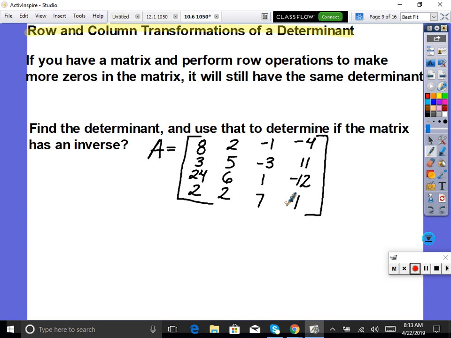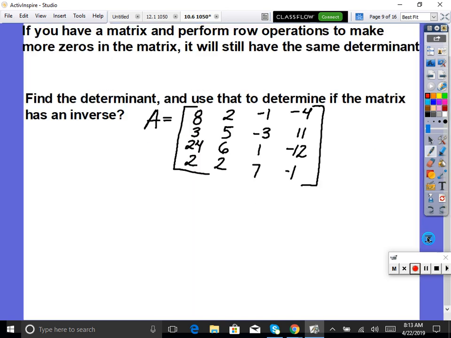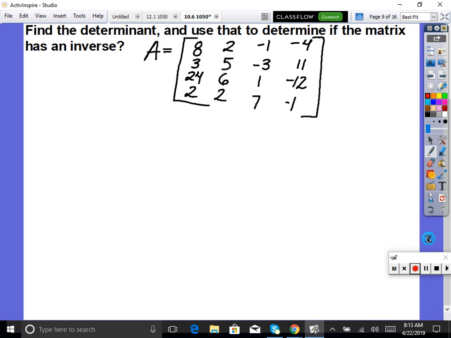I'm going to give myself room. Let's find the determinant. Now if you look at this, notice row 1 and row 3. We have an 8, 24, a 2, a 6, a negative 1, a 1, a negative 4, a 12. If I take 8 and times it by negative 3, that will cancel out with 24, won't it? If I times 2 by negative 3, won't that become negative 6? And if we add it to this row, we'll get 0. So I'm going to perform a row operation before I go about finding the determinant to make my life easier.